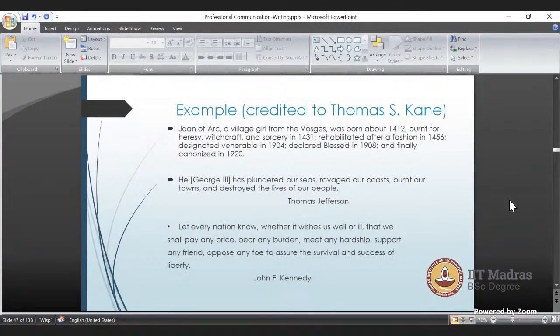So this one, the second one that you see on screen, is more emotional in nature, and the sentence style used is parallel, right? Plundered our seas, ravaged our coasts, burnt our towns, destroyed their lives. All of them are in similar grammatical constructions. And the last one here by John F. Kennedy: Let every nation know whether it wishes us well or ill, that we shall pay any price, bear any burden, meet any hardship, support any friend, oppose any foe to assure the survival and success of liberty.